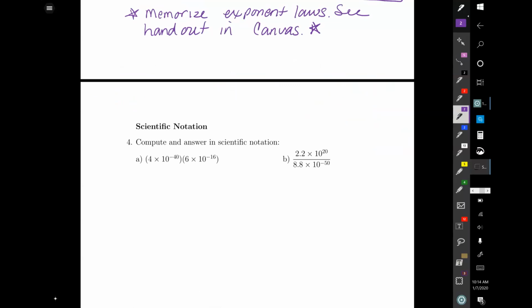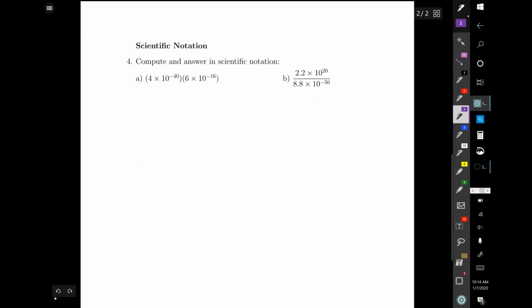Okay, so now we're moving on to scientific notation, and we're going to apply those exponent laws. I did write you a note here. It says memorize exponent laws, see handout in Canvas. So I'm going to push this up now. So we have scientific notation, number 4. Compute and answer in scientific notation.